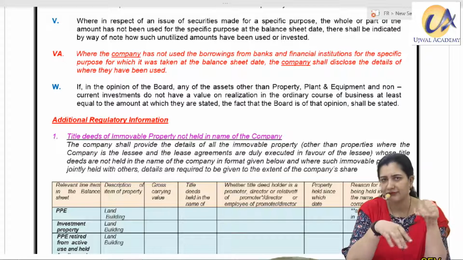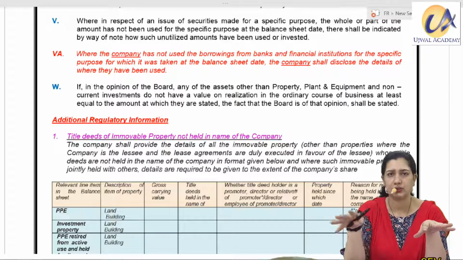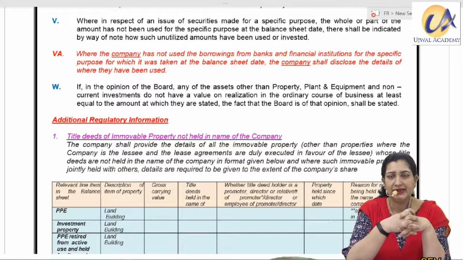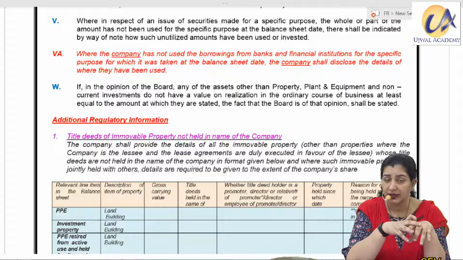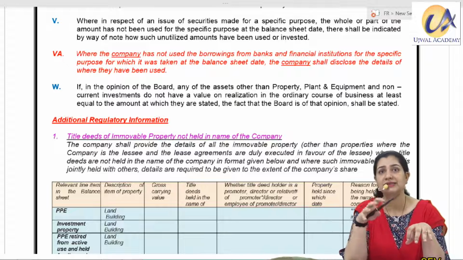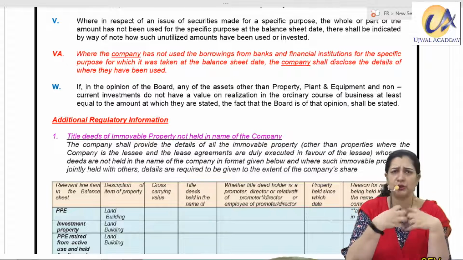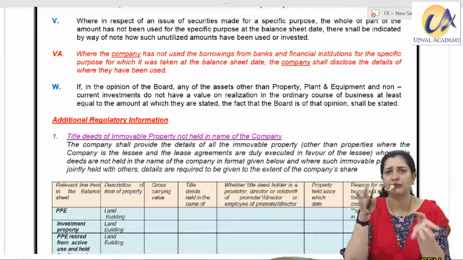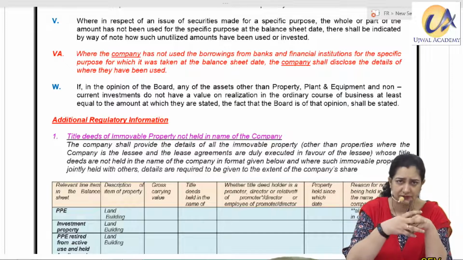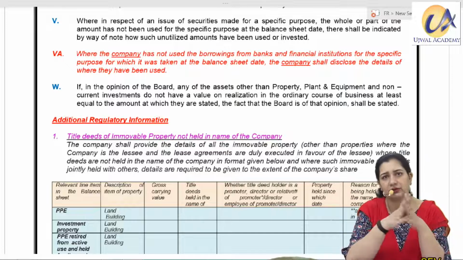Now whatever I have after this is all disclosures in the notes. Like for example, if the company has taken any loan from a bank or financial institution, and they have not used it for the purpose they have taken it. So for example, I took a loan as a company for making a building, but rather than making the building, I've used it for some other purpose. Then it has to be reported. Reported in the sense it has to be given in the notes.